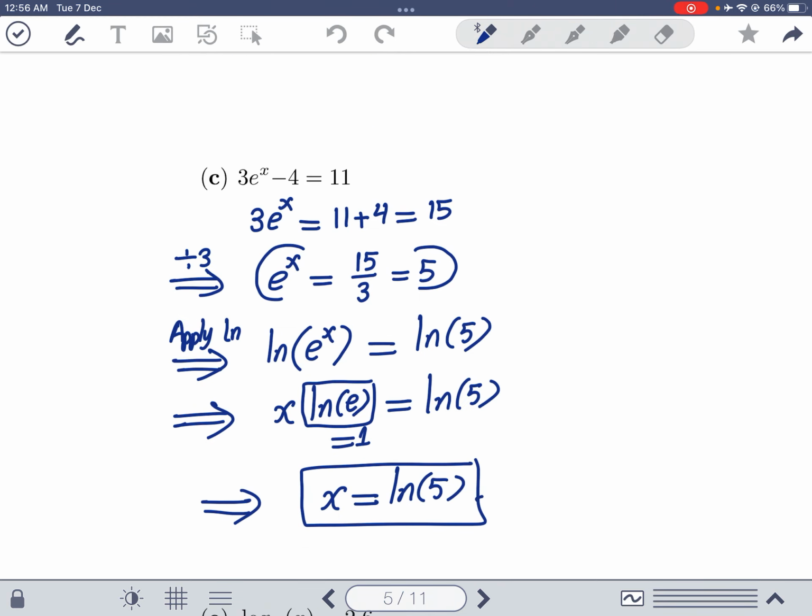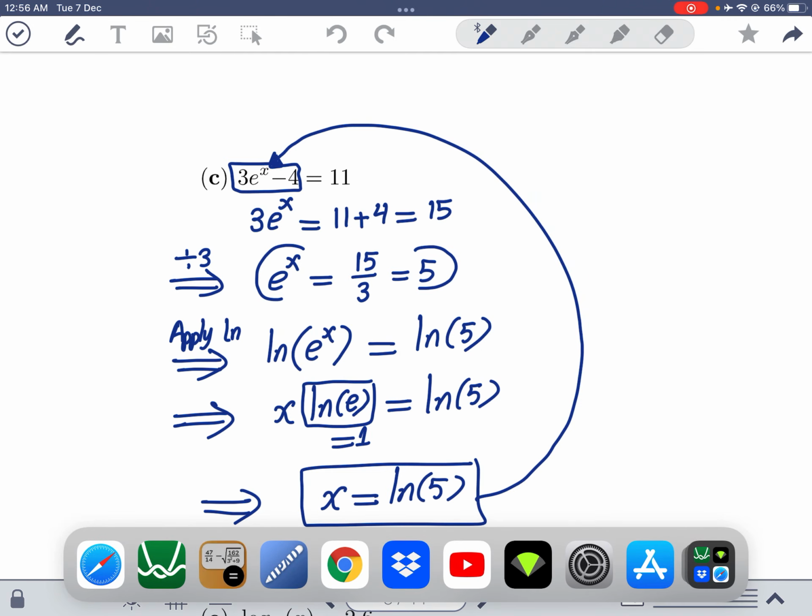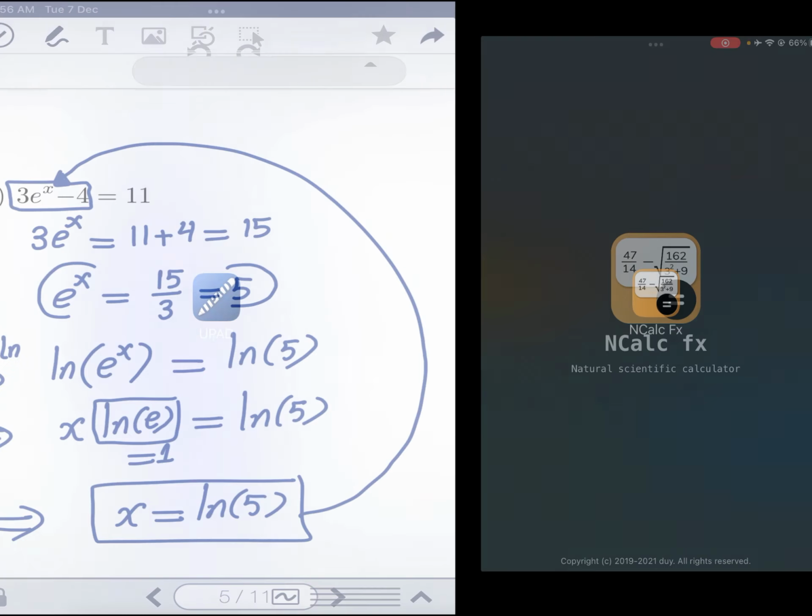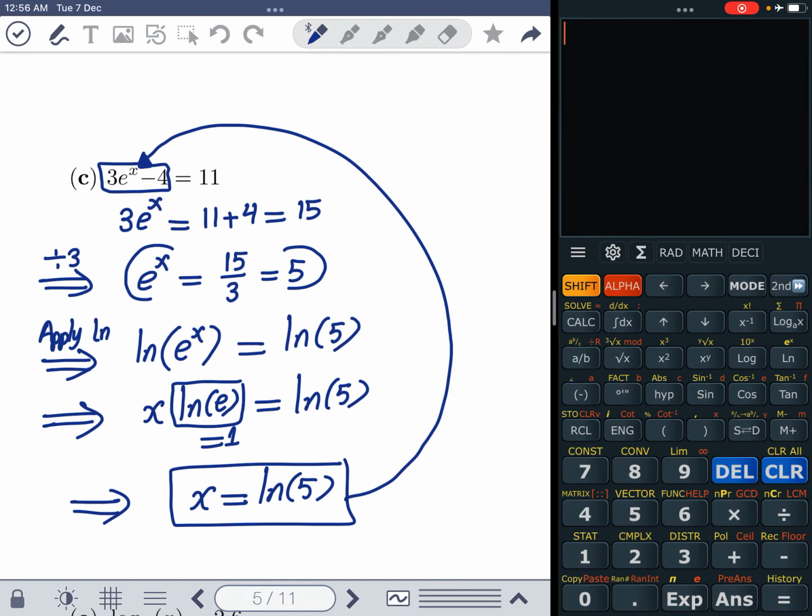And we can check. We want to put this x back in here and check on the calculator that we get 11. Let's see. I like to check the answers to all the questions. 3e to the power, and now you put ln 5. And then minus 4. And you want this to be 11. And it is 11, and so we're done with this part.